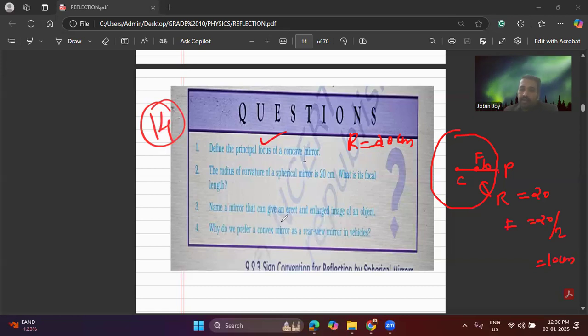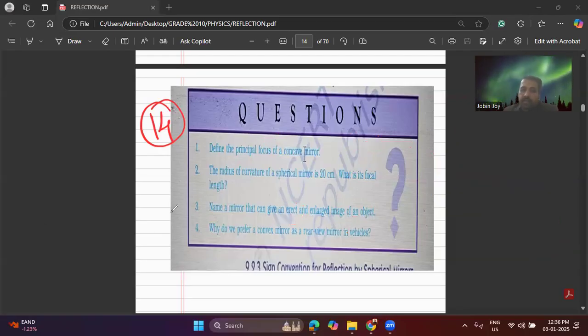Name a mirror that can give an erect and enlarged image of an object. Okay, so erect, not inverted. Another question: why do we prefer a convex mirror as a rear view mirror in vehicles? So these are some of the application type problems you can expect in the examination.